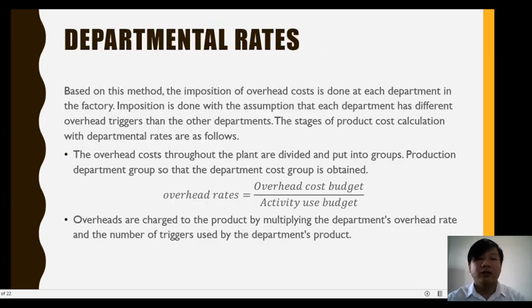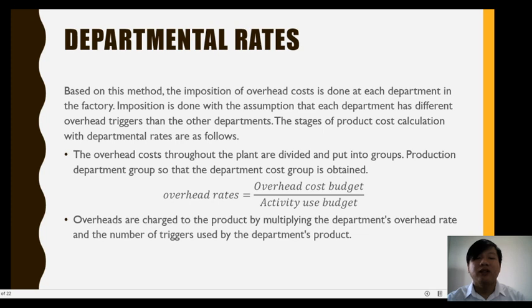Departmental rates. Based on this method, the imposition of overhead cost is done at each department in the factory. Imposition is done with the assumption that each department has different overhead figures than the other departments. The steps of product cost calculation with departmental rates are as follows. The overhead costs throughout the plant are divided and put into groups, the production department group, so that the department cost group is obtained. Overhead rate equals overhead cost budget divided by activity use budget.